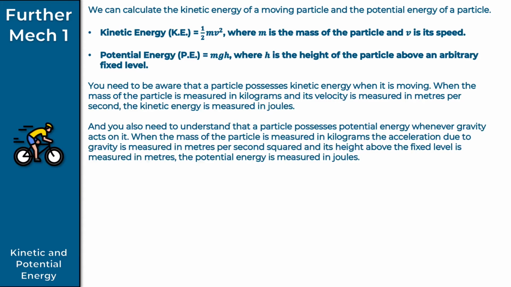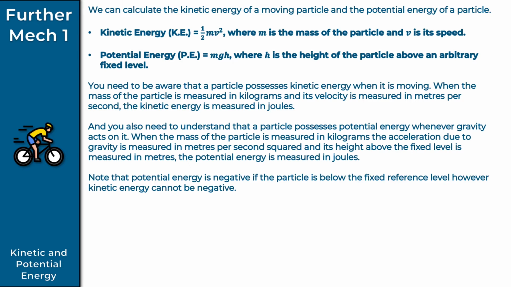And you also need to understand that a particle possesses potential energy whenever gravity acts upon it. So when the mass of the particle is measured in kilograms, the acceleration due to gravity is measured in meters per second squared, and its height above the fixed level is measured in meters, the potential energy is also measured in joules. And just note that potential energy is negative if the particle is below the fixed reference level. However, kinetic energy cannot be negative.